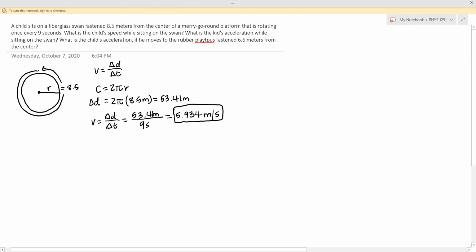So next, we need to find the kid's acceleration while sitting on the swan. And so, because the kid is traveling in a circle, the acceleration is going to be towards the center, which is centripetal acceleration. So we know that centripetal acceleration is equal to v squared over r.